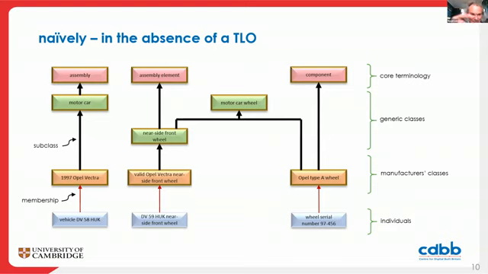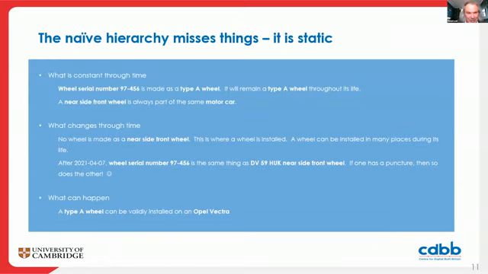We know that there's a hierarchy of classes for the motor car, and then for the wheel: some wheels are near side front wheels, some wheels are Opel type A wheels. We can do this naively, basically just based on language, and the layer at the top is the core terminology. But of course, there's a lot missed if you just do this. We're talking about how you get good reference data. There's a lot missed.